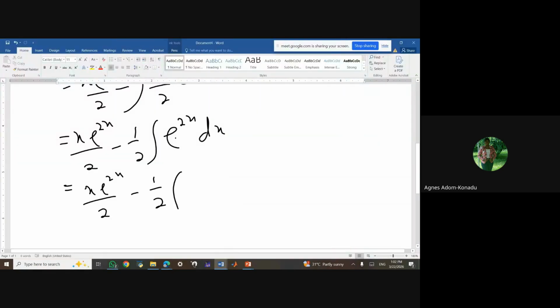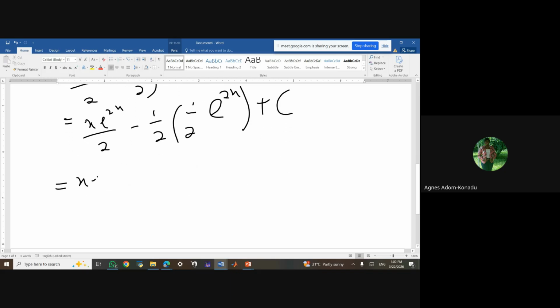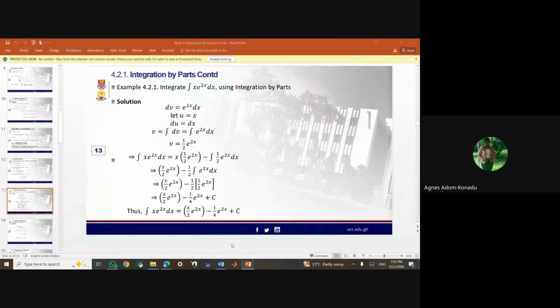Eric, what do I get when I integrate e to the power 2x dx? 1 over 2 e to the power 2x. Now I can bring my constant of integration. So this is the same as x e to the power 2x over 2 minus 1 over 4 e to the power 2x plus c. So that is it. I'm going to get x over 2 e to the power 2x minus 1 over 4 e to the power 2x plus c.